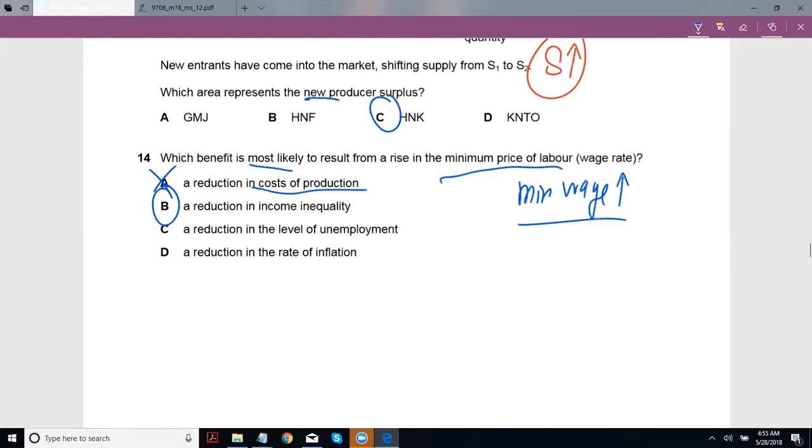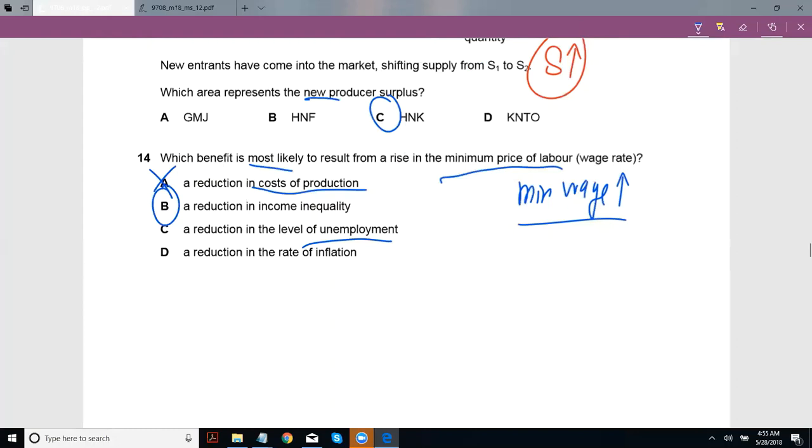So if wealthy CEOs and owners of businesses now have to pay your lower income class more because the minimum wage is higher, then definitely income inequality is going to be reduced because your lower class is going to be earning more. Their incomes are going to go up.